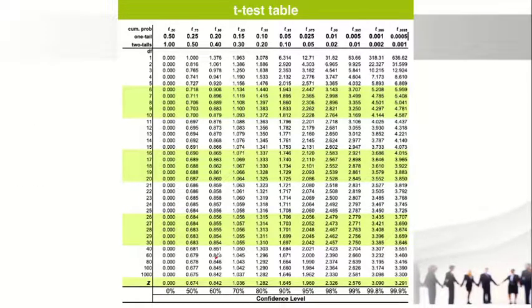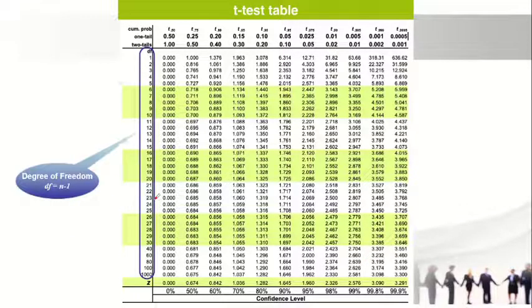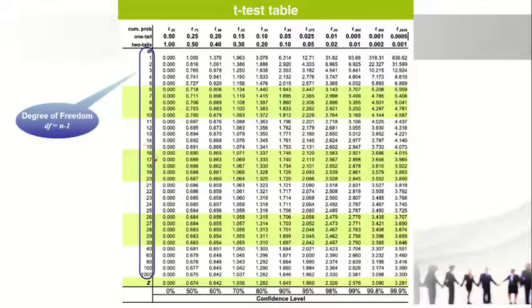This is the t-table now, if you still remember. This one, what can we call this? These are the degrees of freedom. So how can you get the degrees of freedom? The sample size is subtracted by 1, or n minus 1.